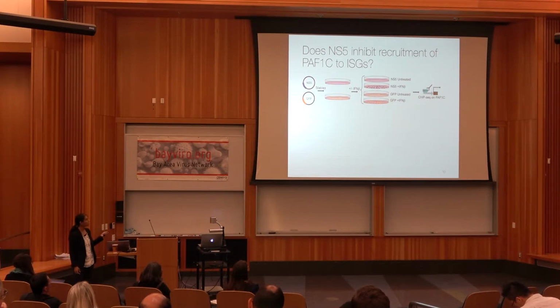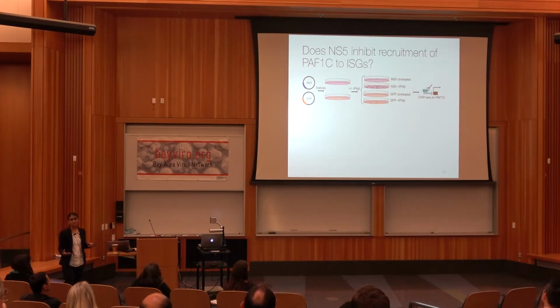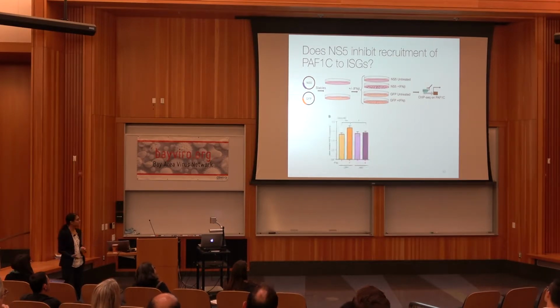I created cells that either express GFP or NS5 from dengue virus in this case. And then I stimulated with interferon beta to mimic a viral infection and performed ChIP-seq on PAF1C for all of these different conditions. And then we looked at PAF1C occupancy at ISGs that are relevant for dengue virus replication. This is a subset of 67 ISGs.